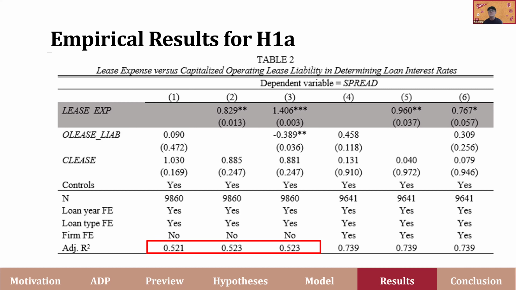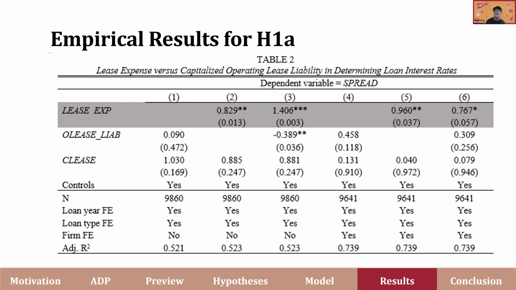Columns 4, 5, and 6 further add firm fixed effects to the model, and the results are pretty similar. In column 6, when we have firm fixed effects, lease expense takes on the positive significant sign. Lease liabilities, not so much. And in column 3, even worse, right? When you don't include firm fixed effects, lease expense takes on the positive sign, which is expected, but lease liabilities actually takes on the negative sign.